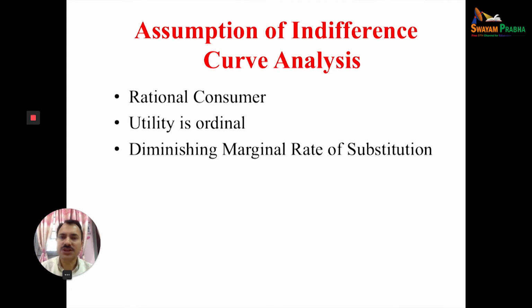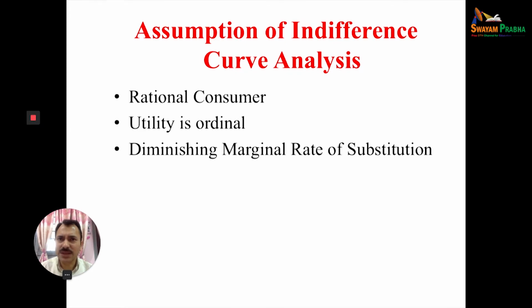Diminishing marginal rate of substitution. By this we mean it is assumed that the marginal rate of substitution diminishes as more and more units of one good are consumed. That's why the indifference curve is convex to the origin.